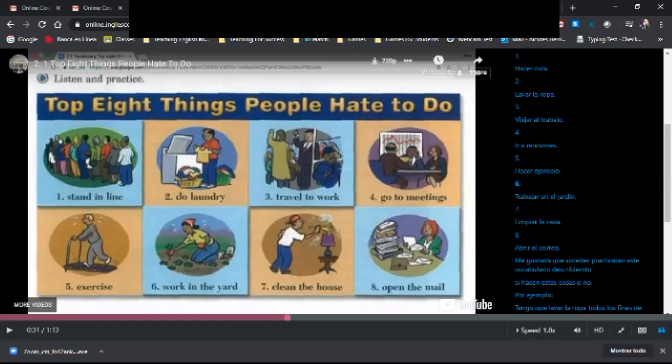What is the simple past for stand? What is the verb stand in the past? Standard. No, it is irregular. Stood. I stand. No. S-T-O-O-D. Stood. I stood in line. I stood in line. Everybody. I stood in line. Very good.